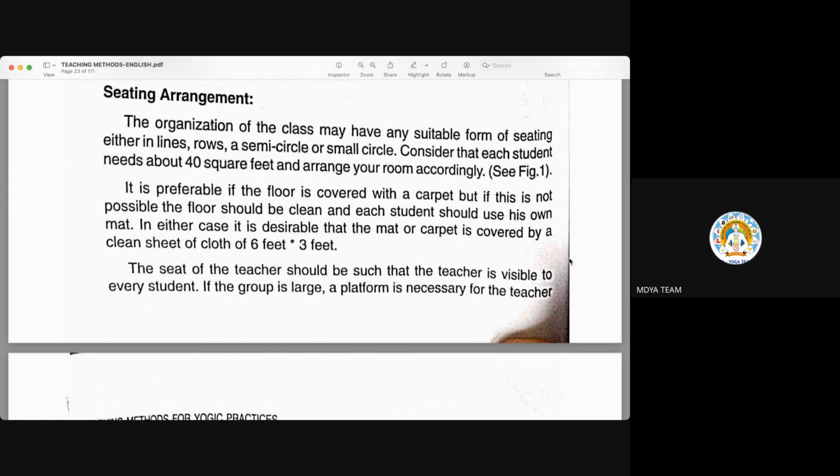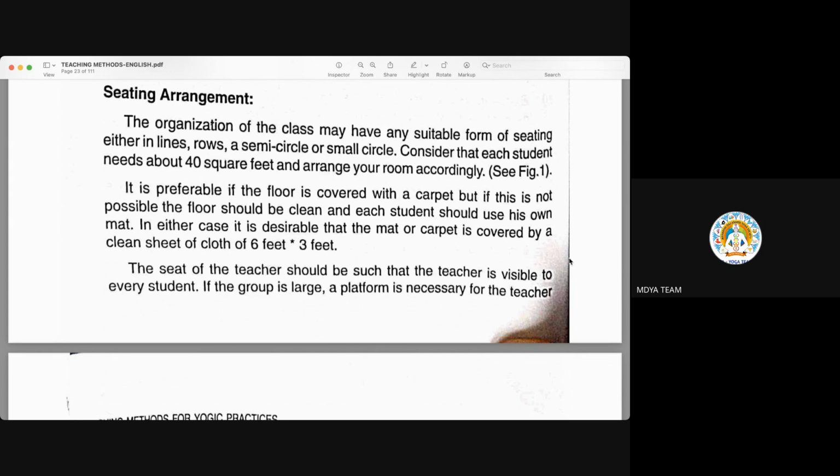The second is seating arrangement. Now, this seating arrangement is also very important in the case of yoga practices. The organization of the class may have any suitable form of sitting arrangement. Generally, in the theory class, or whatever classes you have attended so far, it may be in a line or row, you can say. But in a practical class in the field of yoga, it may be a semicircle or small circle.